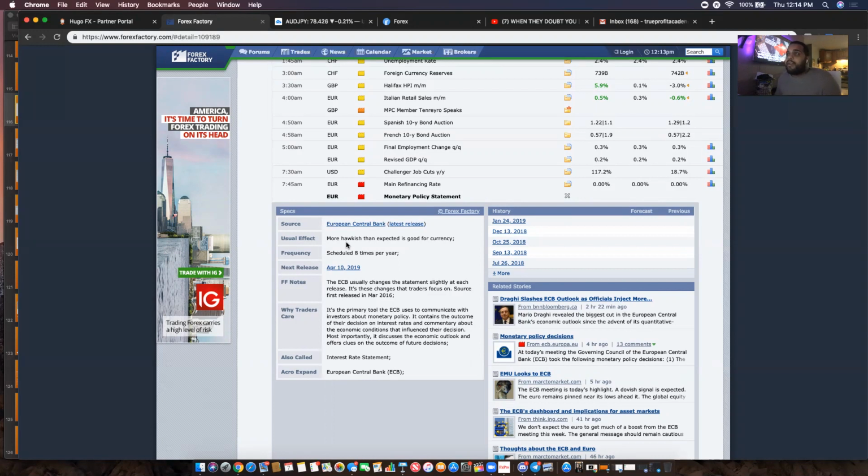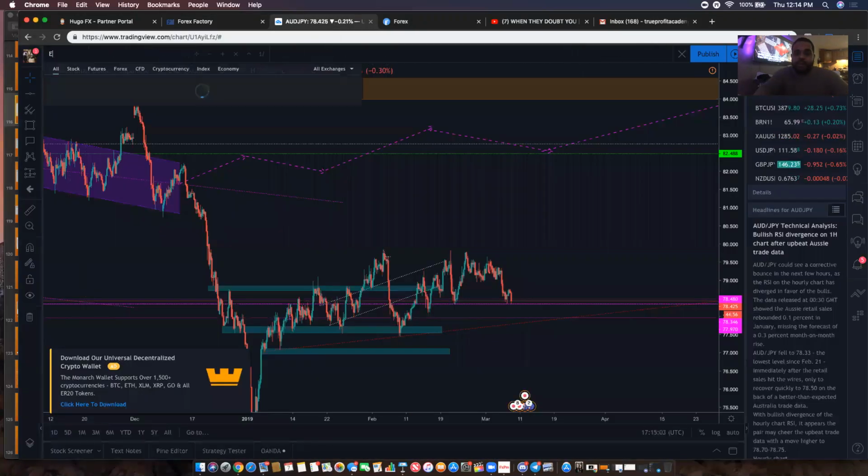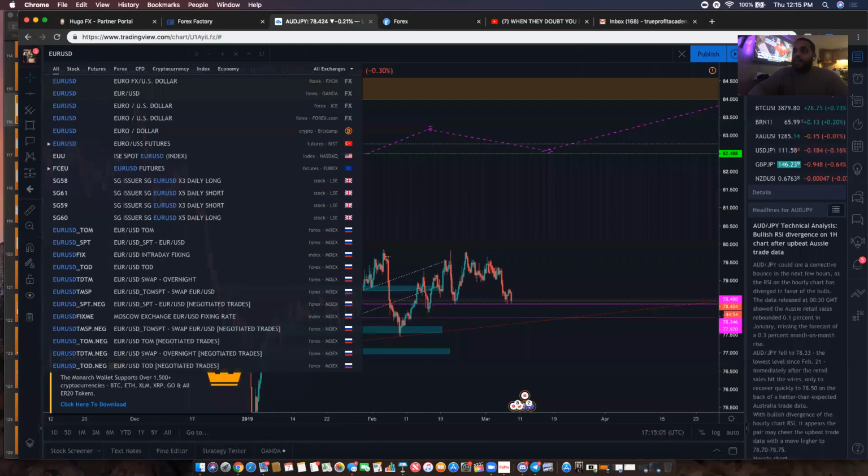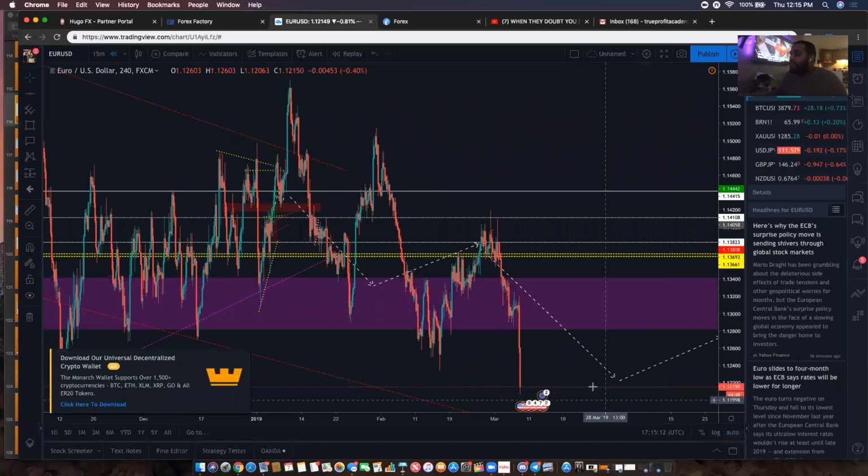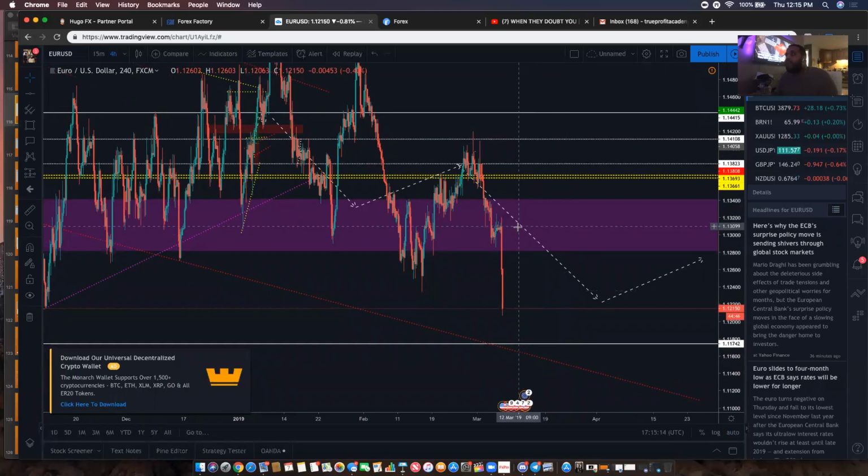So as you can see earlier today, if we look at any European pair, look at euro to the US dollar, we can see that there was some bearish news that affected that currency. That's why when the news came out, we saw the market drop.